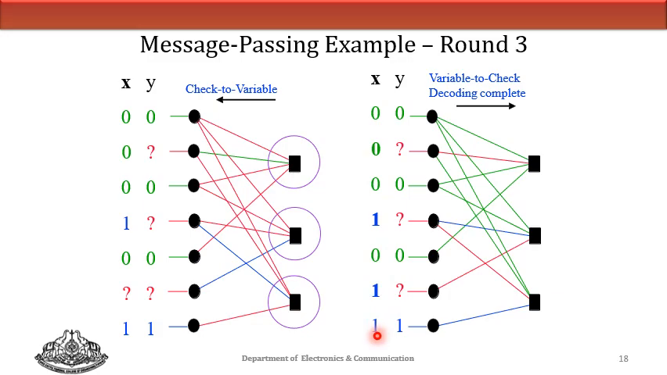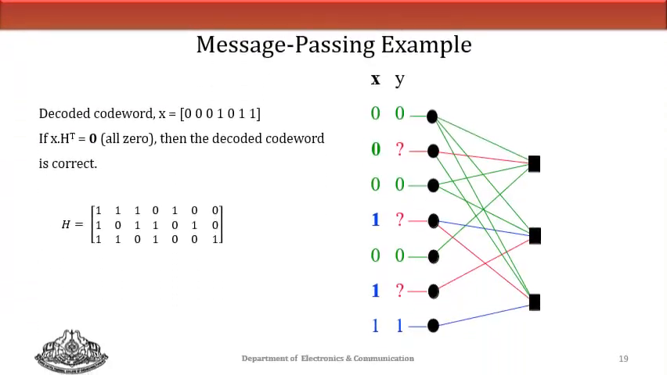Now we have found out all the code word bits, and at that time the last check node, all the connections have got values, so it's done. So this is the decoded code word. At this point, round 3. After round 3, we have received all the code word bits, and this is 0001011. So this is the code word, and if this code word into H transpose is equal to an all zero combination, then the decoded code word is correct.